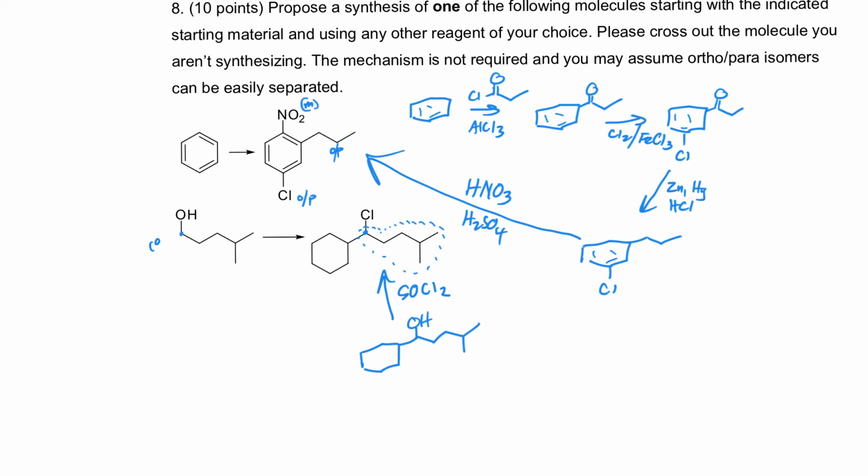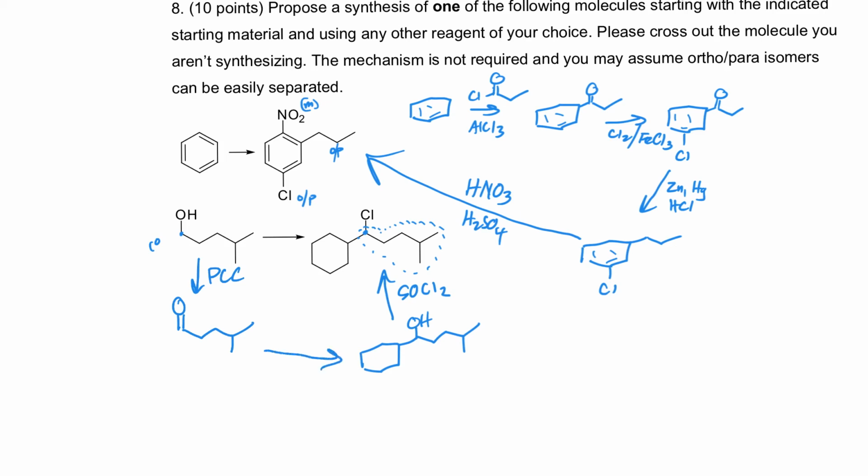And I know how to add carbon groups via Grignard reactions, and a Grignard reaction requires a carbonyl. So if I could turn this into a carbonyl, I could add this cyclohexane ring as a Grignard. That would give me probably, depending on what I start with, a secondary alcohol that I could then react with SOCl2. So I think that I can turn this into a carbonyl via PCC, and that's a good reagent to react with a Grignard.